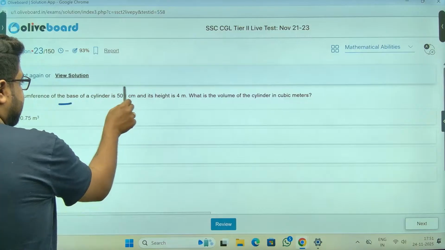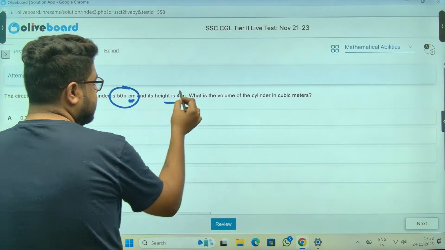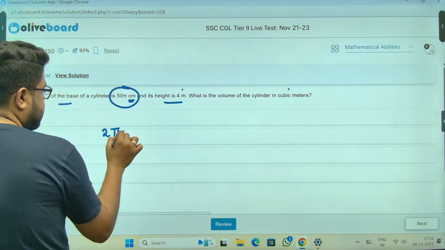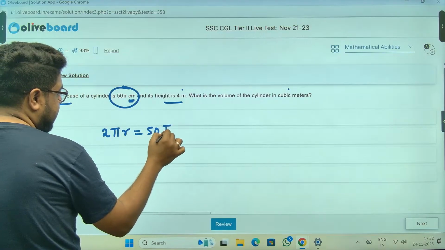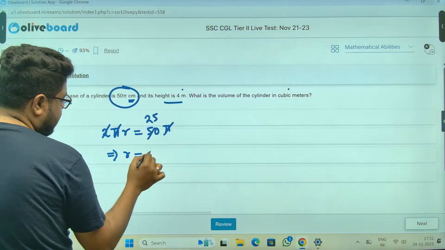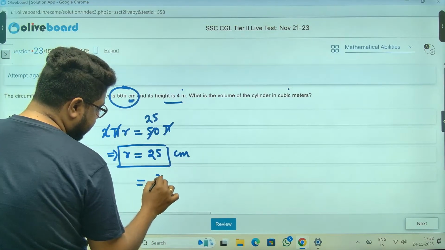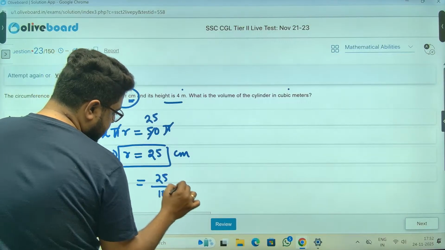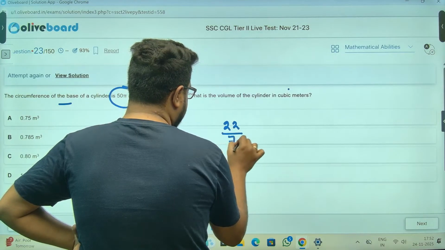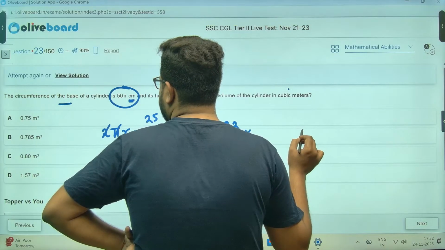Circumference of the base of a cylinder is this. Height is this. Volume. This is centimeter. This is meter. This is cubic meters. So circumference 2 pi r is 50 pi. So r is 25 centimeter. In meters, 25 by 100 meters, sir. Volume will be 22 divided by 7 pi r square h. R square into h, sir.